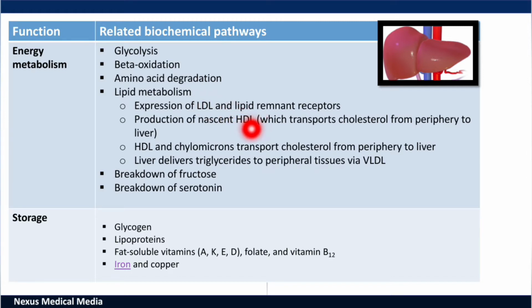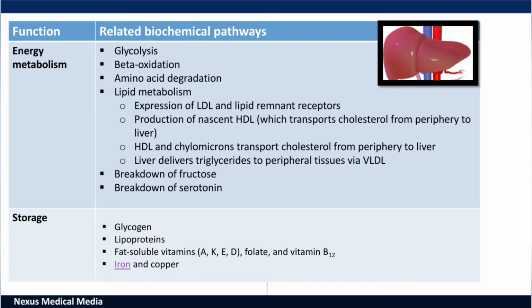So this actually transports cholesterol from the periphery to the liver, right? So the HDL will go to different organs, bringing cholesterol to the liver, and from there cholesterol will have other functions, right? HDL and chylomicrons transport cholesterol from the periphery to the liver. As I just said, the liver delivers triglycerides to the peripheral tissues via very low density lipoprotein, VLDL. Another role is breakdown of fructose, breakdown of serotonin, right?